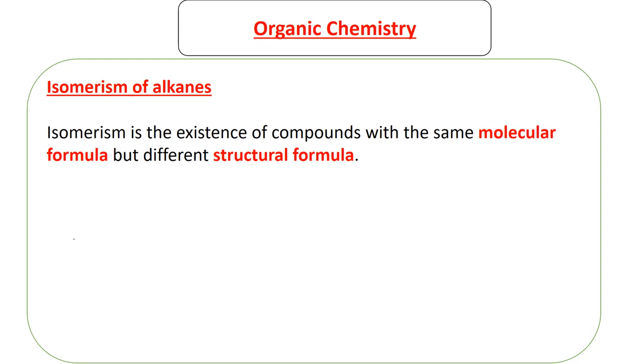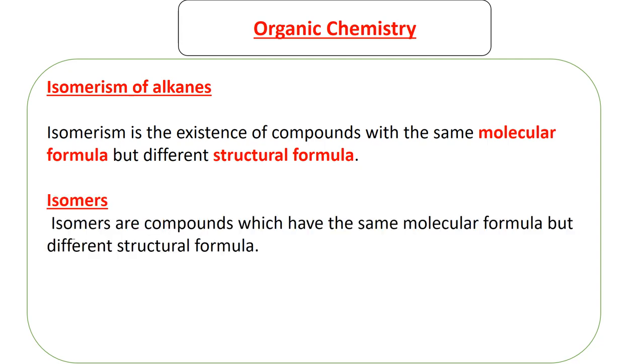Isomerism is the existence of compounds with the same molecular formula but different structural formula. What does this mean? If you write the molecular formula, it is going to be the same, but if you draw the structure, they're going to be different. So this is isomerism. Such compounds are called isomers of each other. So isomers are compounds which have the same molecular formula but different structural formula, just for those who like mastering definitions.